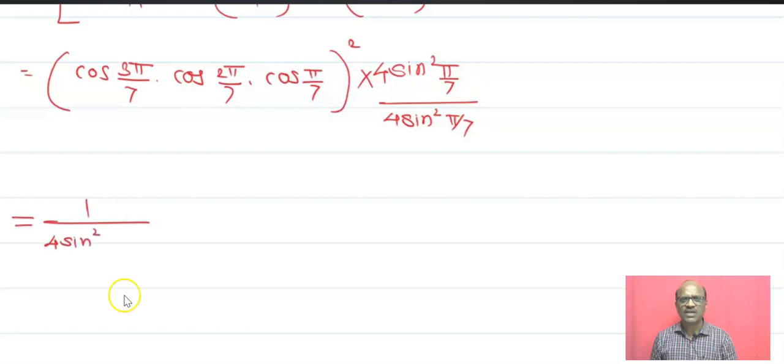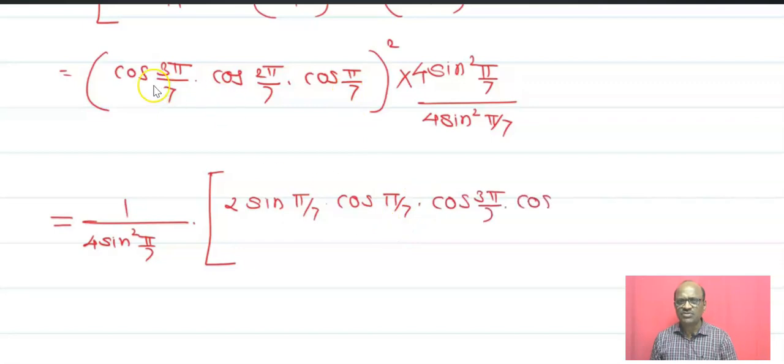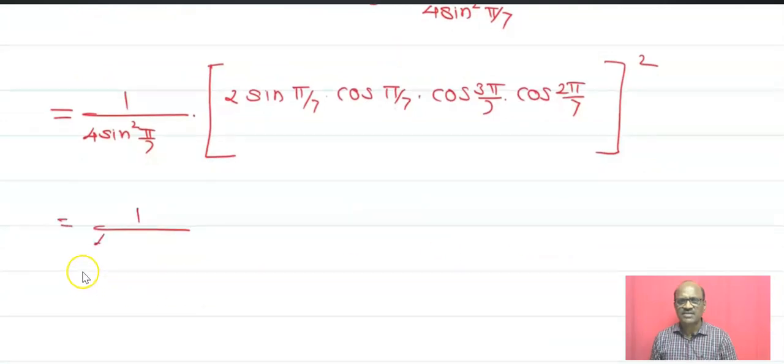That is equals to 1 upon 4 sine square pi by 7 into, in bracket, you will get. Now this is very interesting. That is 4 sine square pi by 7, and that is nothing but 2 sine of pi by 7 bracket square. That is 2 sine of pi by 7 into cos of pi by 7. This is the term here. And next is cos of 3 pi by 7, cos of 2 pi by 7, and bracket square. That is 1 upon 4 sine square pi by 7.